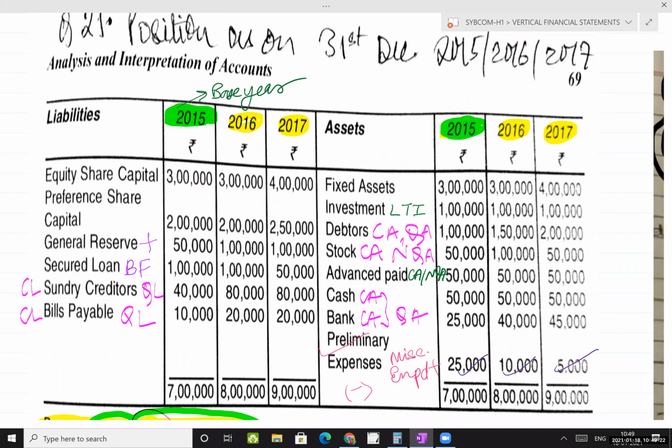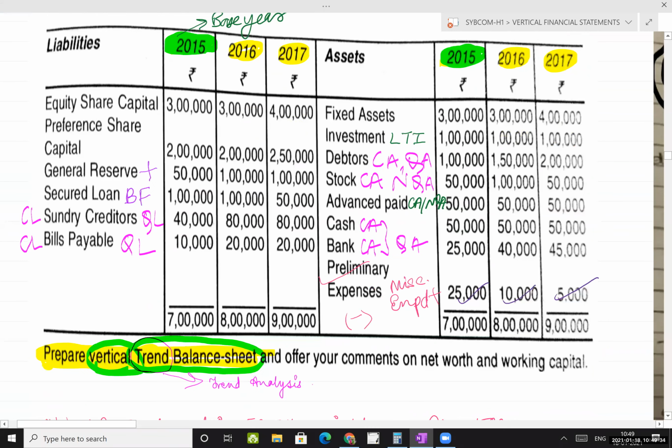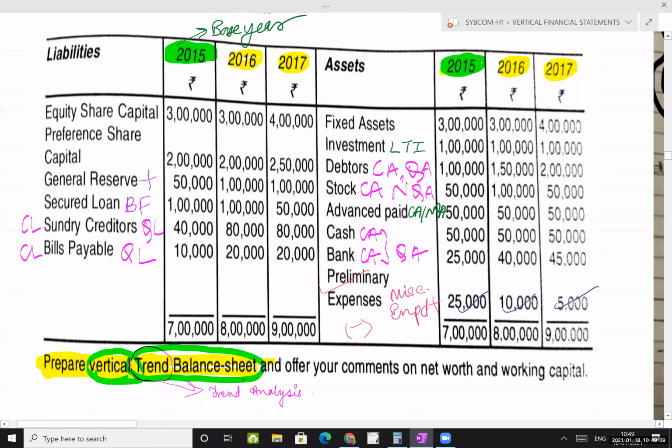Okay, am I clear about this question? Did the question make sense? Everyone, is the question clear? Okay, so see what is asked. Prepare a trend vertical balance sheet. I told you that in this there is a trend balance sheet and also a trend P&L. And offer your comments on the net worth and working capital. That we will see in the next lecture, when we start with this sum. With the word trend, you will come to know it's a sum on trend analysis.